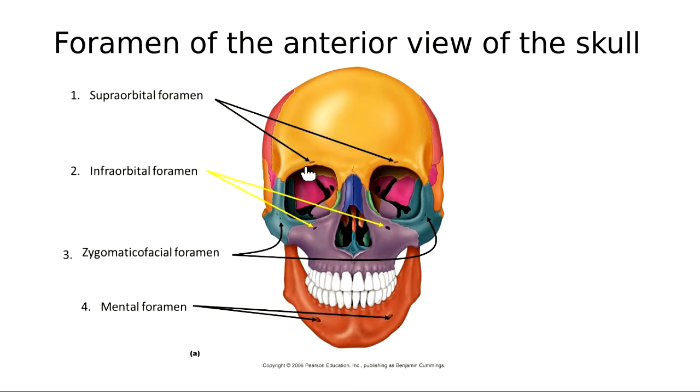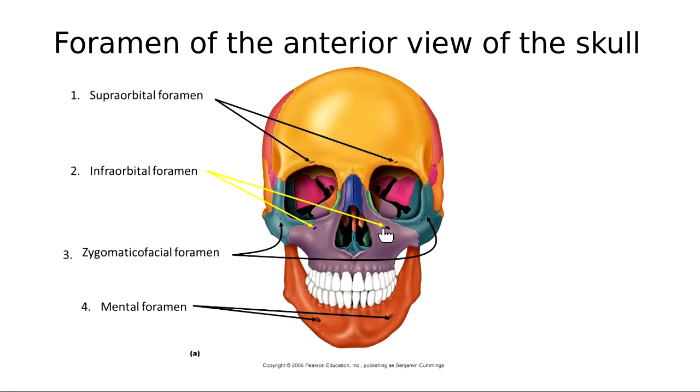And so the first ones that are above the orbit, they're called the supra, which means above, orbital, above the eye socket, which is the orbit, foramen, holes. So they're the holes above the orbits. Supraorbital foramen. Well, if these are called the supraorbital foramen, there must be some below, and there are. They're called the infraorbital foramen. Very easy to see. So it's the supraorbital foramen first, and the infraorbital foramen next.